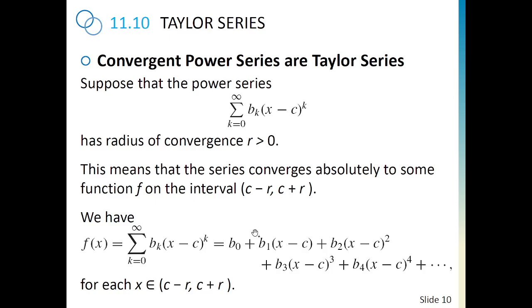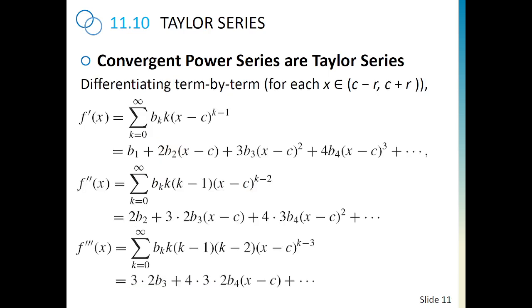Well, we know that for a power series, we can differentiate both sides. So f prime of x is equal to the derivative on this side, term by term. So b0 will go, and we'll have b1 plus 2b2 times (x minus c), etc. Again, we will evaluate at c. The idea is to use the fact that the derivative of a power series is also a power series.